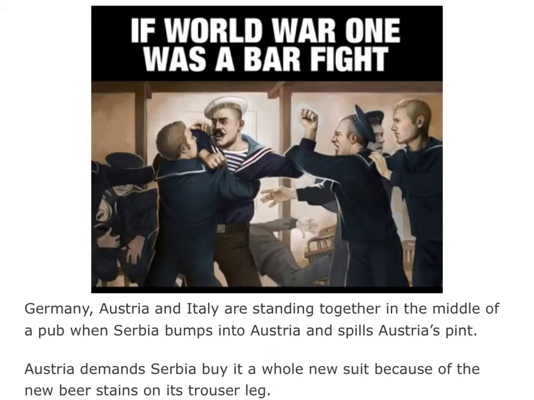Alright, so the next couple of pages are just a story, and basically it's a story that was written just to illustrate what the beginning of World War One was like and what happened during World War One. So this story is a metaphor. It's saying that if World War One was a bar fight, this is what it would look like.